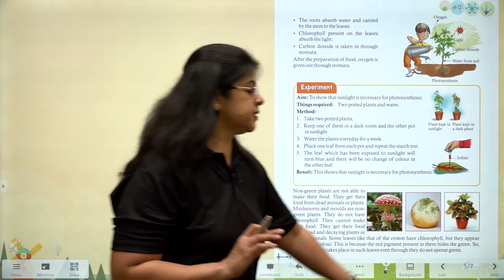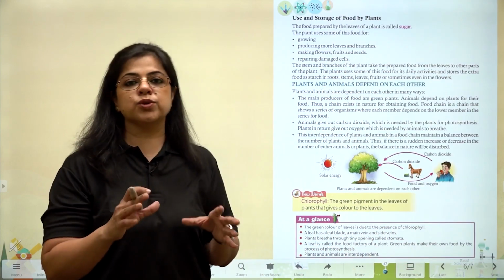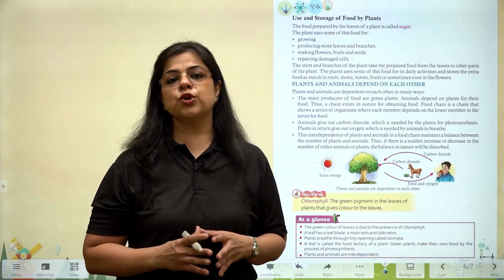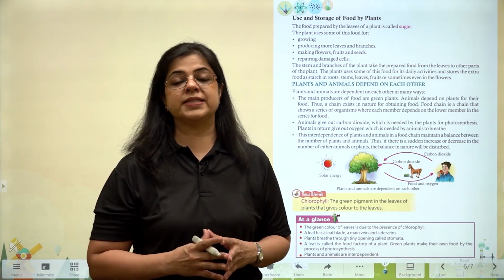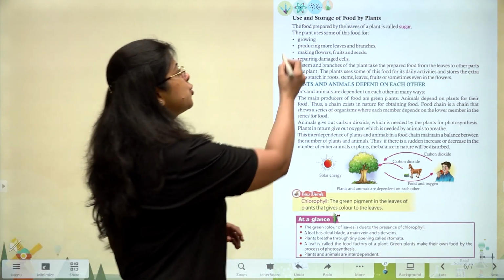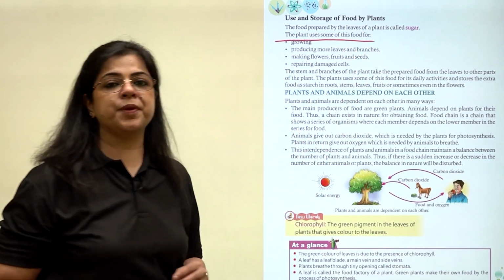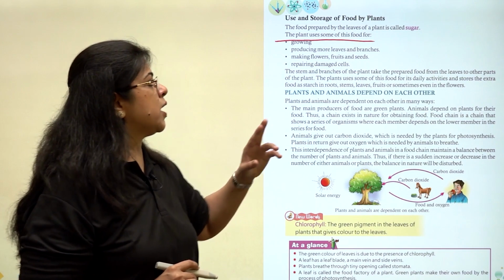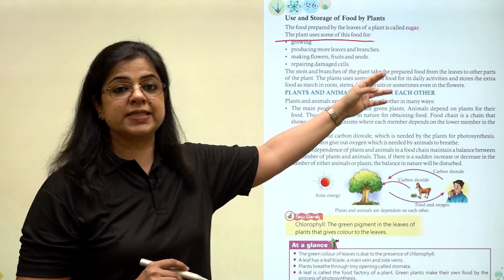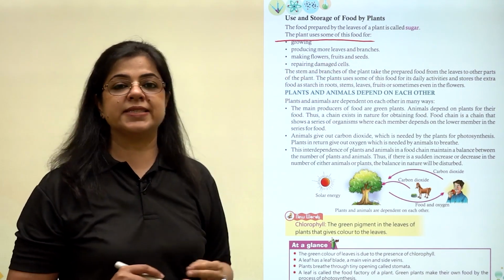Now let us understand how the plant uses this food. Just like the human body uses the food for growth and development and repair of damaged cells, the plants also use the food that it prepares in growing, in producing more leaves and branches, in making flowers, fruits and seeds, and in repairing damaged cells.